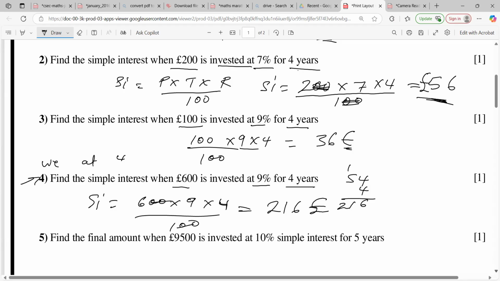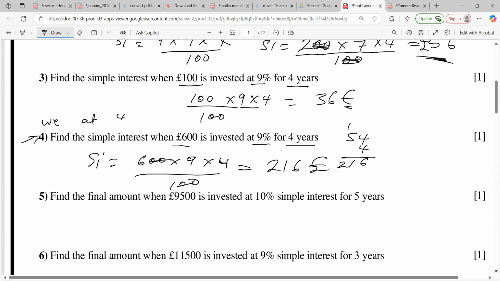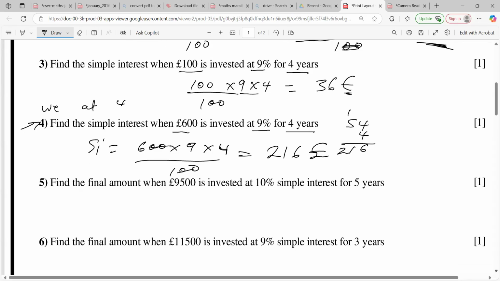For this one, guys, I think because I put the word amount, we should find the total amount. So first they give us 9,500. So simple interest would be 9,500 times 10 times 5. This will be 95 times 10, that's 950, right?